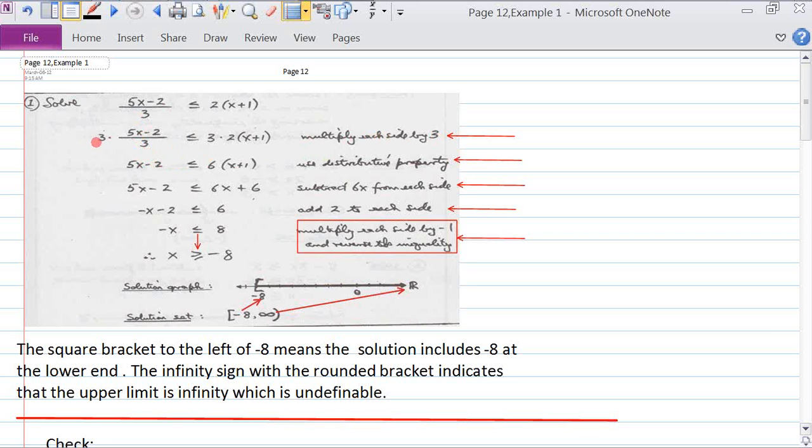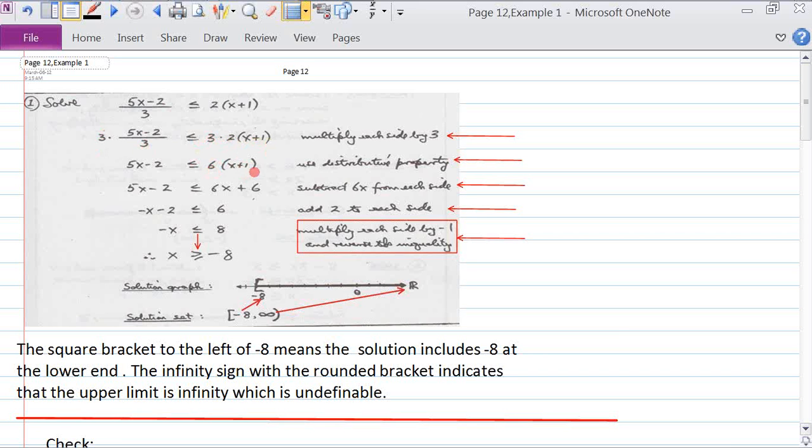And the 3 here cancels. This 3 cancels with this 3, and I'm left with 5x minus 2. And if I multiply this side by 3, I have to multiply this side by 3. The sole purpose of multiplying the left by the 3 is to get rid of the 3 on the denominator here, because this 3 is on the numerator, this 3 is on the denominator.